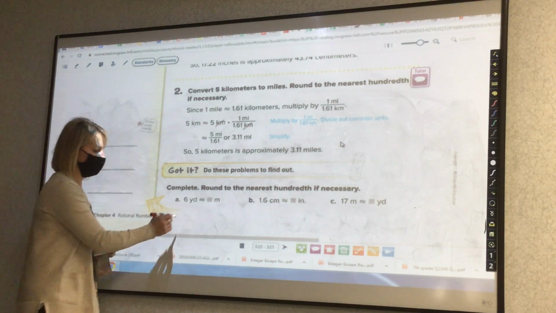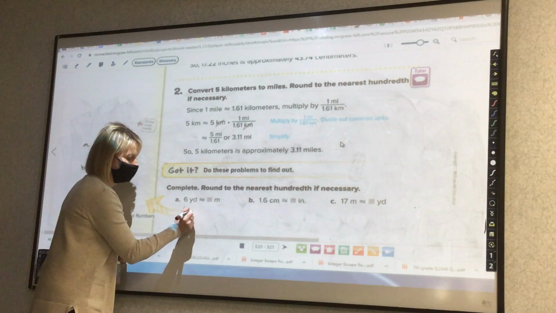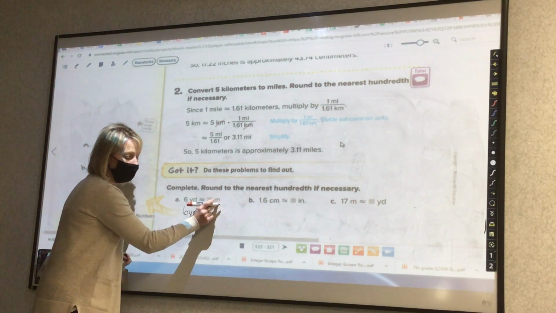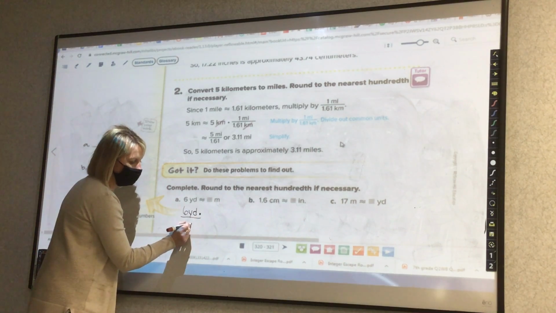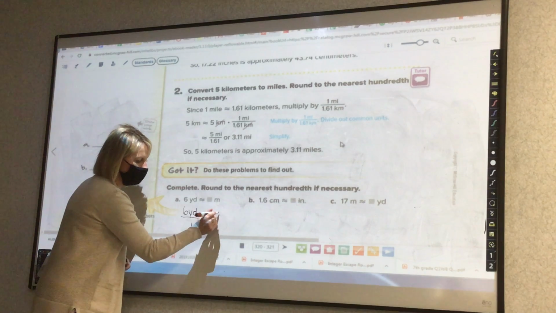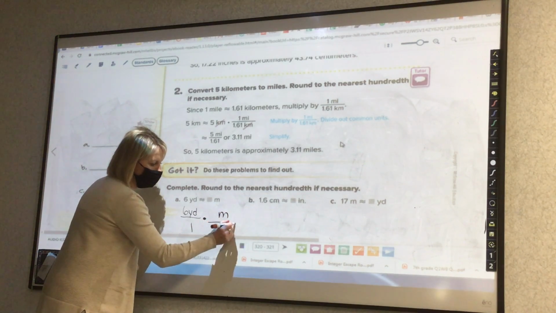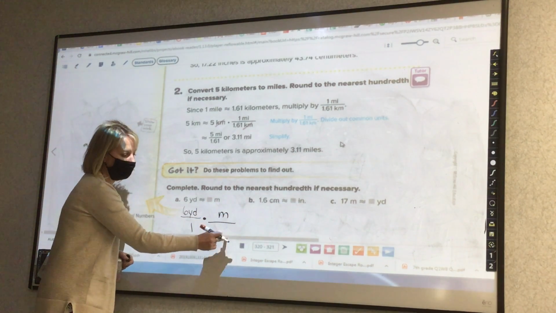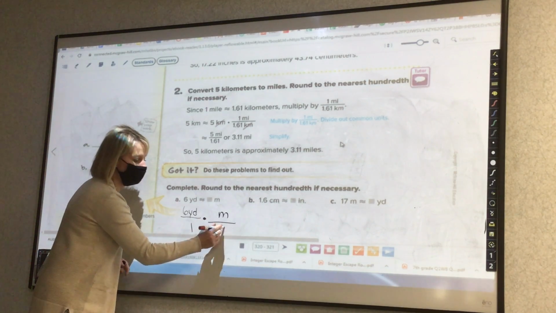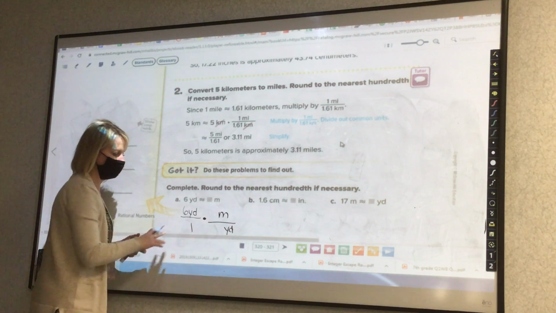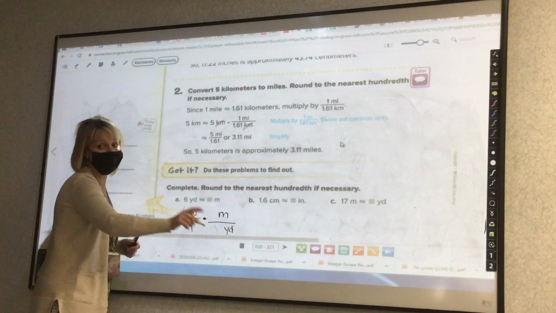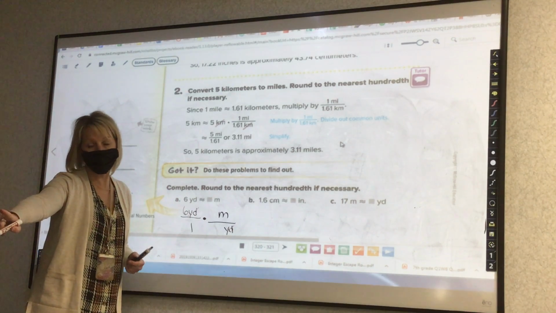So if I have 6 yards, I'm going to start with 6 yards. I'm going to meters. So 6 yards is going to go over 1. This is multiplied by something meters. So I have to have meters on top and what label down here? Yards, because I want my yards to cancel each other out. So yards to yards. Now I have to go back to my chart. There's no way I can do this without using my chart.